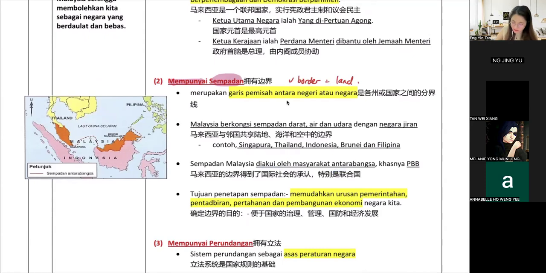Okay, most importantly, you need to know why must we have a borderline. Why can't we just not care? Why must we have a borderline? Number one, easy for us to manage, easy for us to rule the area. Number 2, manage the government. Number 3, defend the area. Number 4, develop the economy. These are the 4 important points here. Why must we set the borderline?